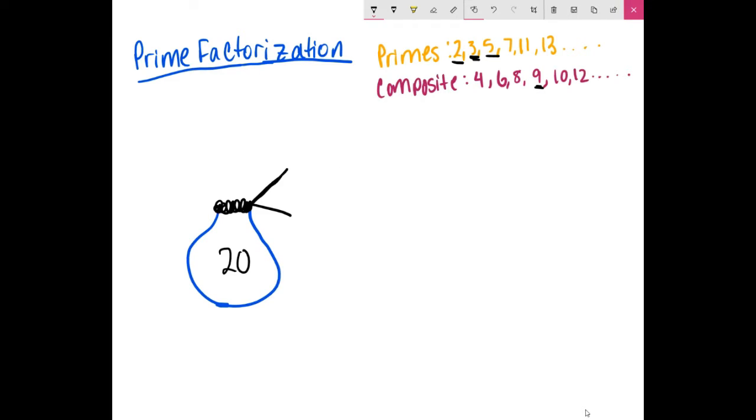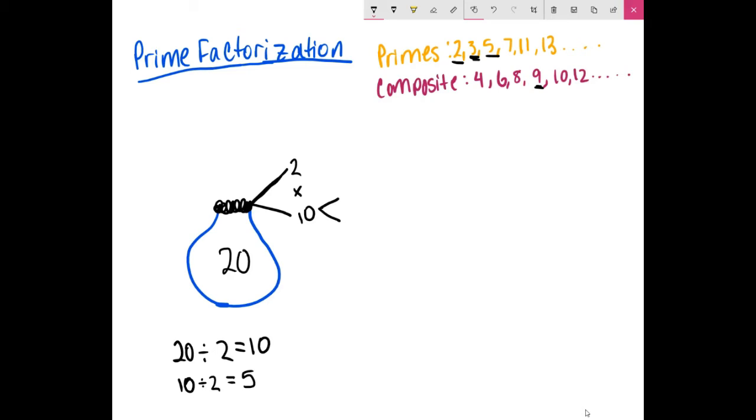Let's try another one like that. 20. 20 is even, so we can divide 20 by 2. 20 divided by 2 is 10. We got 2 times 10, and that is 20. However, 10 is not on our prime list. It's on our composite list. So we have to divide 10 again by another smaller even number, 2. We can choose. 10 divided by 2 is 5.